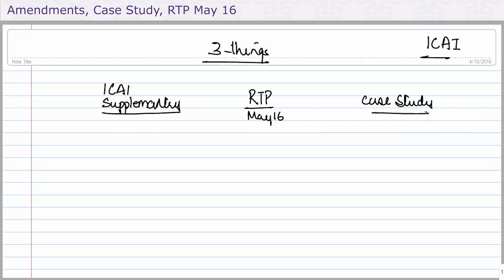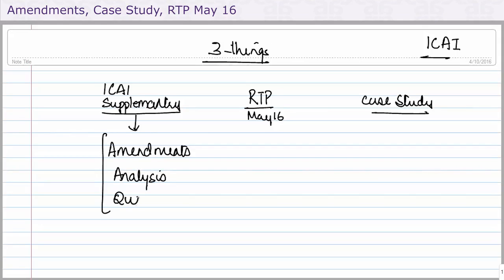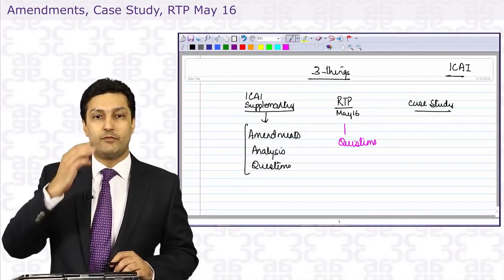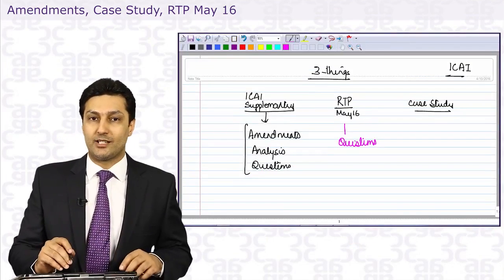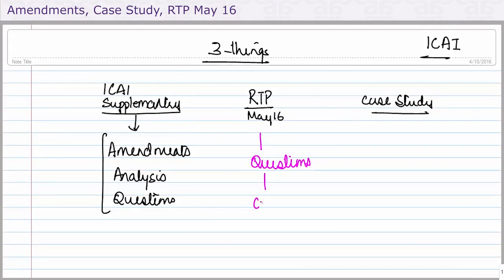What are we going to do? All the amendments with their respective questions and the analysis. So we say the supplementary module gives us the amendments, the analysis, and questions relevant. Then the RTP will give you, of course, questions, which I'm not saying will come in the paper in the form in which they are raised, but the RTP will give me an idea of the type of questions that can be asked, and of course latest circulars and notifications.